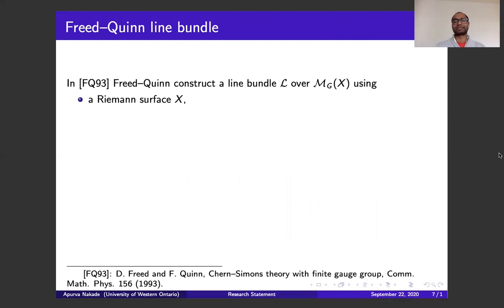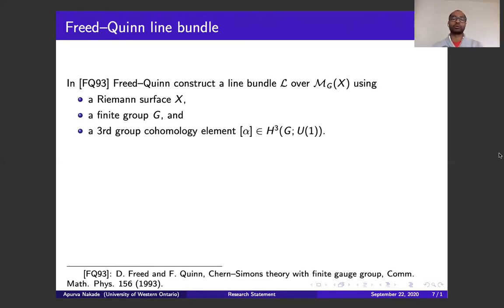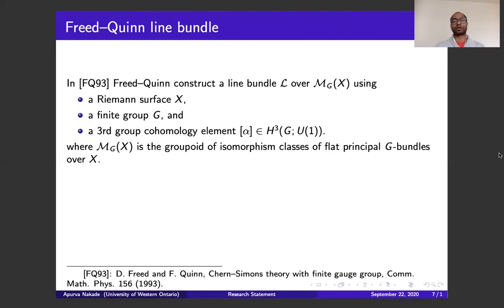In the paper called Chern-Simons theory with finite gauge group, Freed and Quinn define a line bundle L over M_G(X), which I'll describe below. So we start with the data of a Riemann surface X, a finite group G, and a third group cohomology element. So the group cohomology element shows up again. This time the cohomology element takes values in U(1). And here M_G(X) is the groupoid of isomorphism classes of flat principal G-bundles. You're starting with a Riemann surface, then on this Riemann surface, you're looking at all the possible principal G-bundles. And this forms a stack, but for this talk, I'll just think of it as a groupoid.